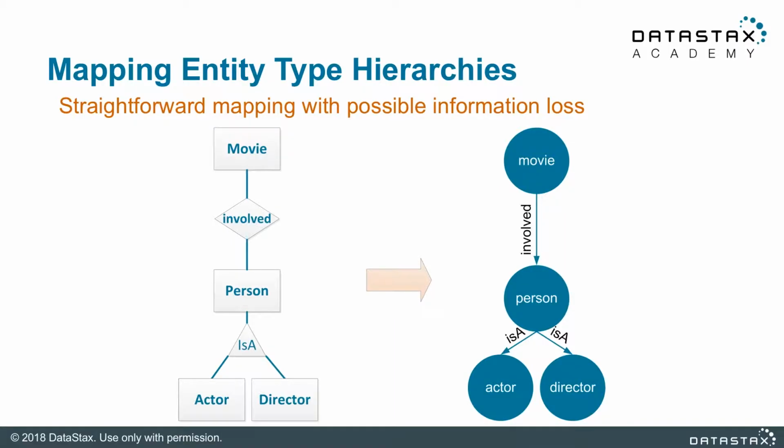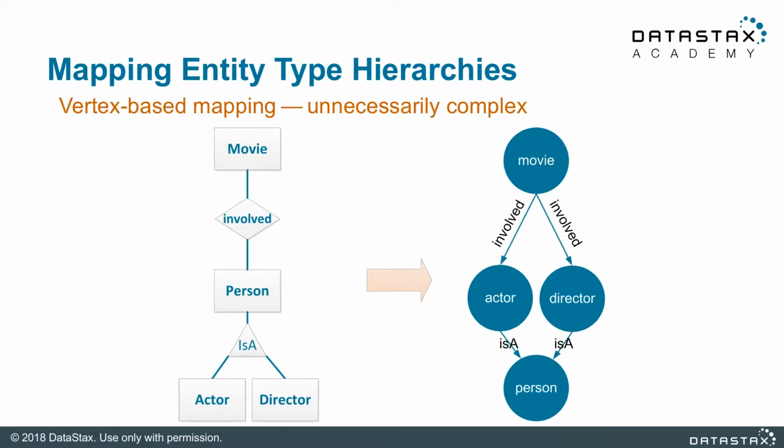Now let's look at how we can map our entity type hierarchies onto our graph model. We start with this simple and straightforward approach. But as you can see, it's not sufficient for capturing all of the necessary information. For example, in this case, it would be impossible to determine what role a person had when they were involved with a particular movie. Were they the actor or the director? We don't know. So perhaps we would consider doing a vertex-based mapping. But as you can see, this does become unnecessarily complex and would certainly result in some pretty ugly traversals.